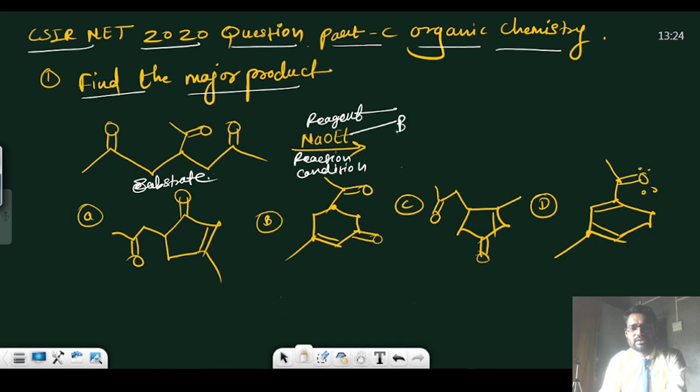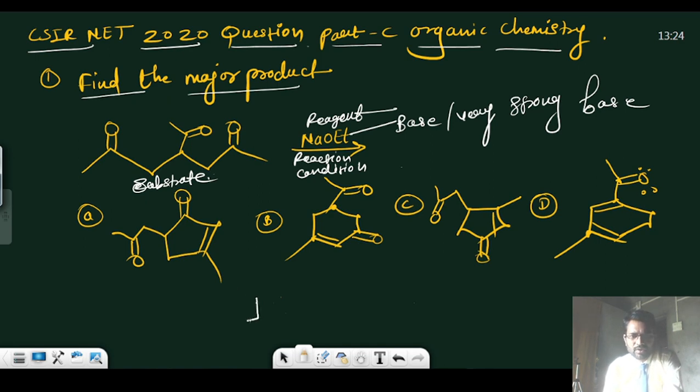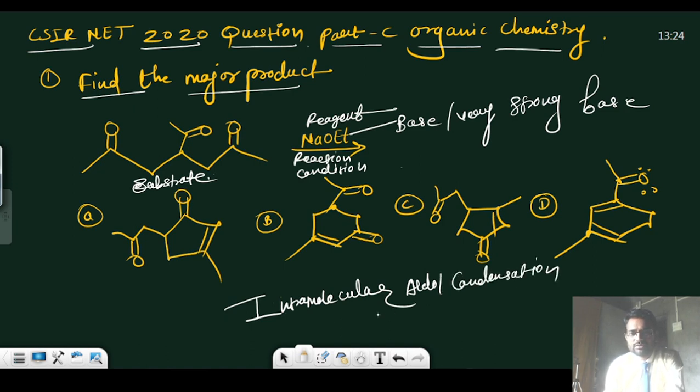What is the reagent? The reagent is a very strong base, sodium ethoxide. So this is an intramolecular aldol condensation reaction. There are four options provided: option A, B, C, and D.